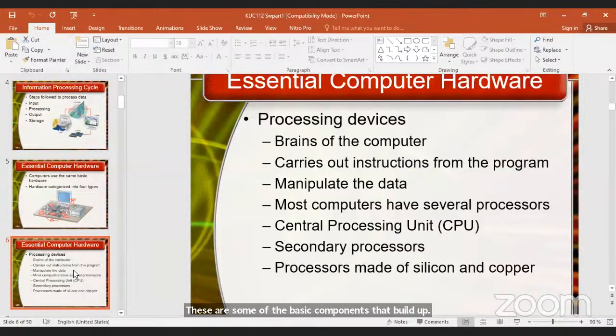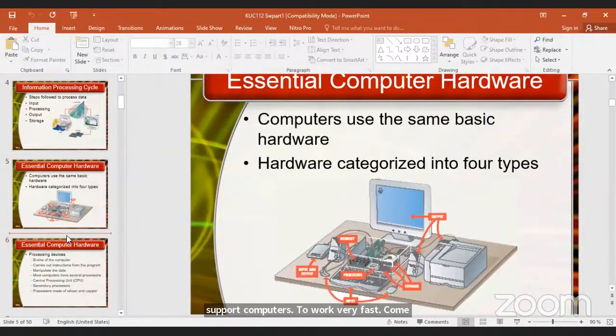So the CPU carries out instructions from the program. It manipulates or processes the data. And some of the computers have several CPUs, considering the 4th generation and the 5th generation. That makes these computers, mainly mainframes and supercomputers, work very fast compared to the previous generation.